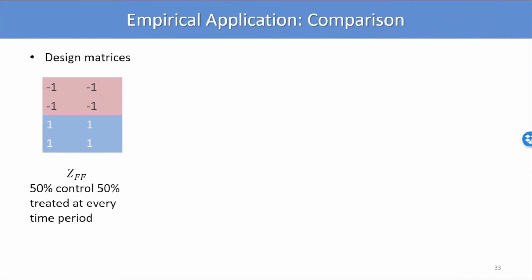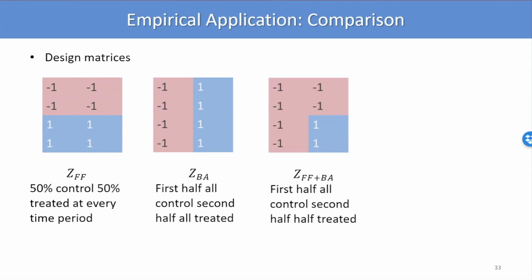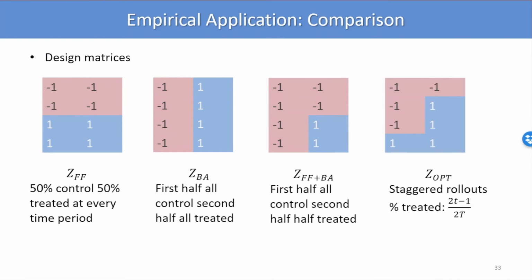So again, we might compare design matrices like 50-50, where some units are treated and some are control throughout the period. We could study what would happen if we put the intervention in partway through the flu season, so we could see the baseline for all the cities. We have the 50-50 plus before and after design, where we first get a baseline in the beginning, and then partway through the season we put in the program. And then this is what's recommended by our algorithm, which is staggered rollouts.